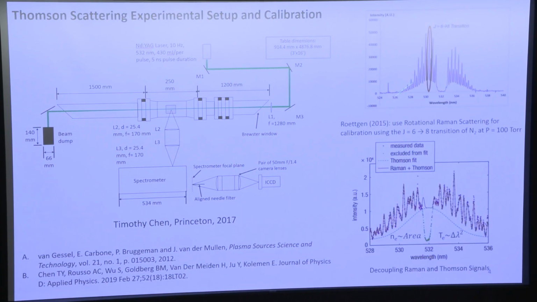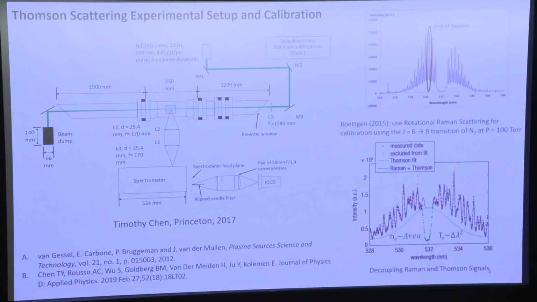So here's the result. This is the Raman scattering, and this is the Raman scattering together with Thomson scattering. If you subtract them, this is the Thomson scattering. This area is blocked by the objective, and the width of this Thomson scattering allows you to determine the electron temperature, and the area under this curve gives you the intensity of the Thomson scattering, and that gives you a number density.